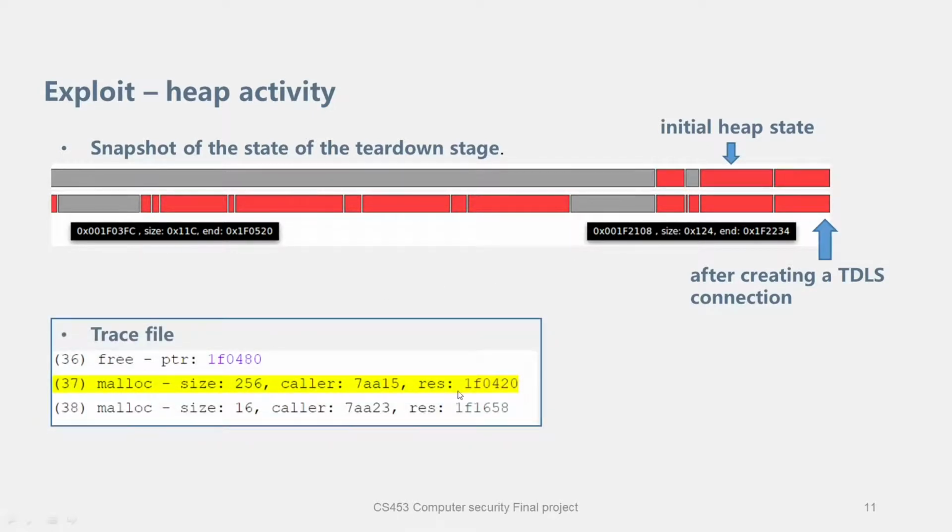The highlighted trace line denotes the allocation of the 256-byte buffer for the teardown frame's MIC calculation, which we can overflow. Compare the size of the two holes, 0x11C and 0x124. This one is just bigger than 256 bytes. Think about the best-fit rule: the best fitting chunk for the 256-byte buffer is this one.